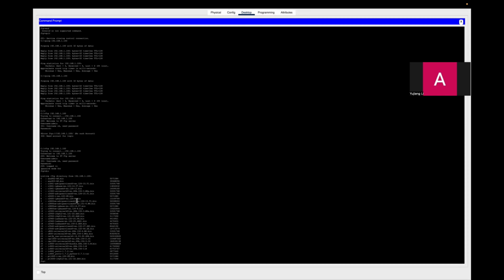And yeah, this is how the FTP brute force simulation works. And that's all for my part for this project.